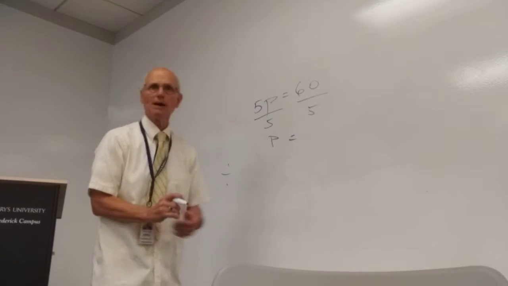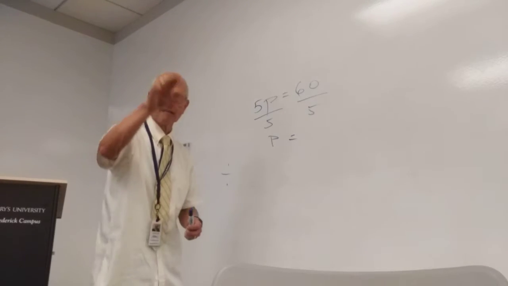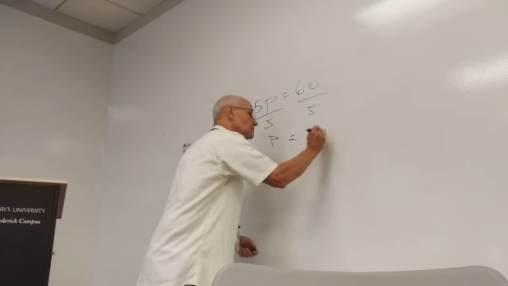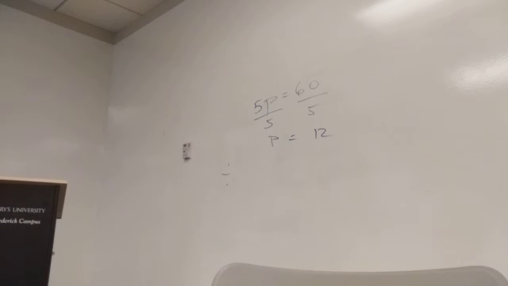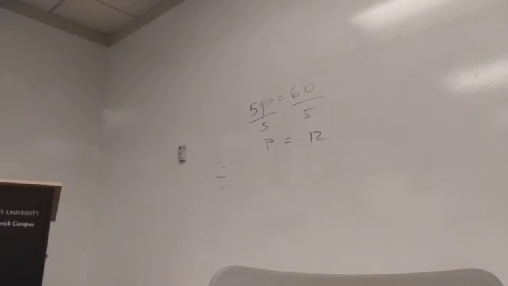Do you know what 60 divided by 5 is? If you don't, you've got a calculator. It's 12. And you're done. You read it. You knew it was an equation. You knew you had to do something to both sides. Question is, what do I do to both sides? You do the opposite of what's written down. The opposite of 5 times p is divided by 5. Keep going. R divided by 8 is 13.